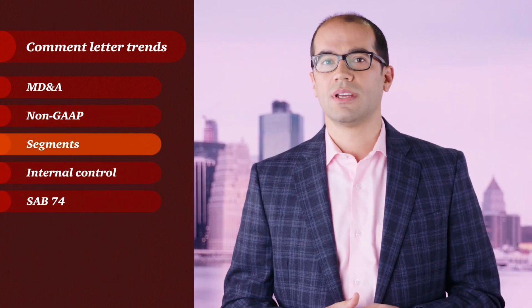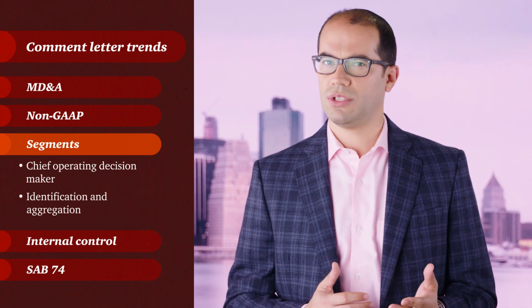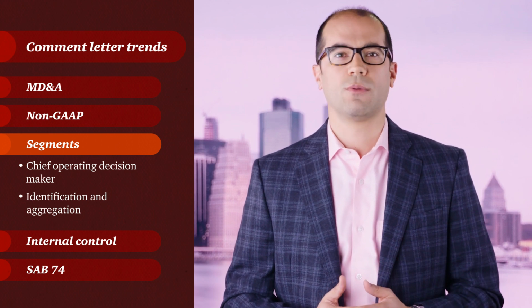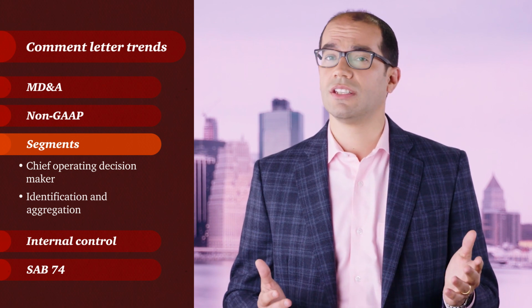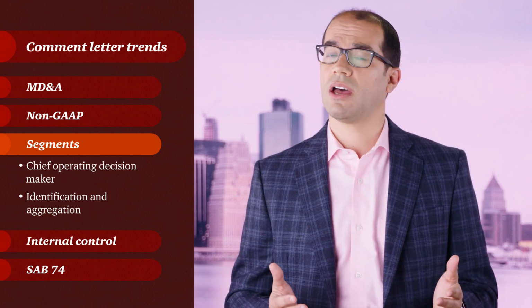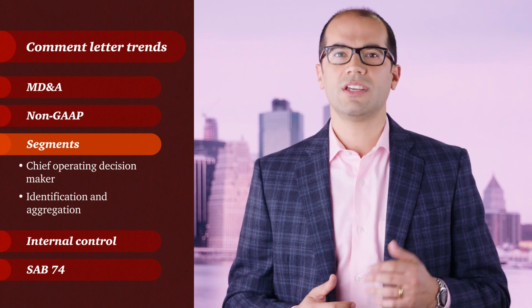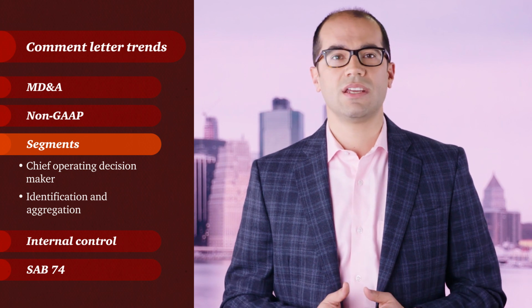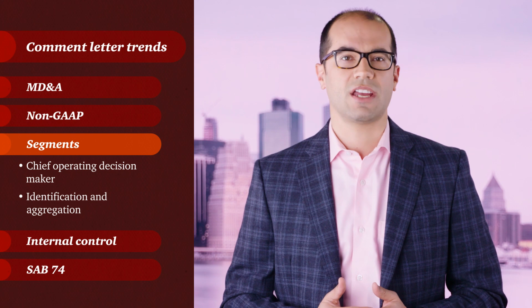The third item is segment reporting. The chief operating decision maker, the CODM, is responsible for allocating resources and assessing the performance of the entity. While often an individual like the CEO or COO, sometimes the CODM function is performed by a group. Recently, we have seen the staff request organization charts, listing of key meetings, and the roles of who attended to assess the identification of segments.